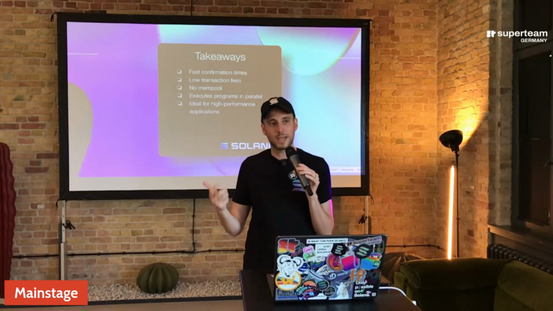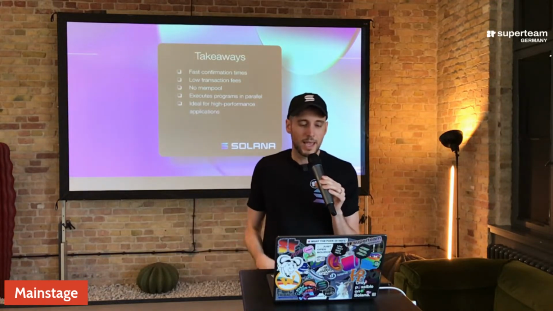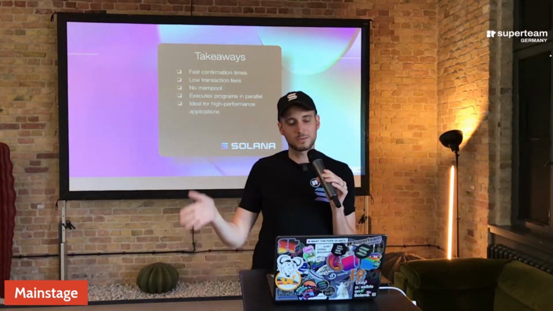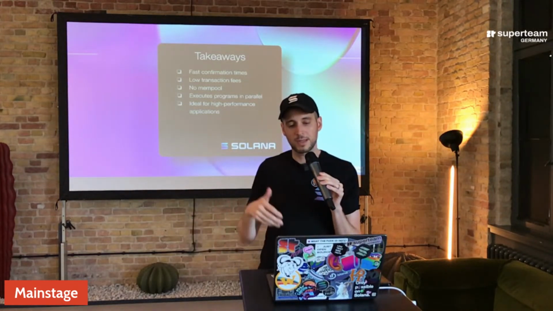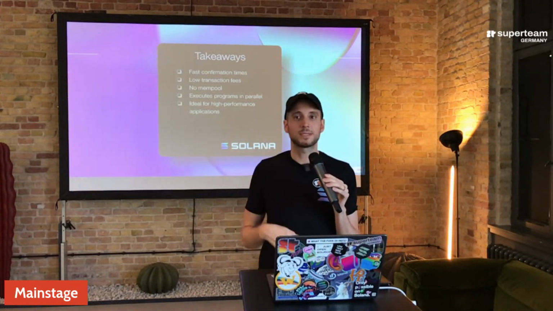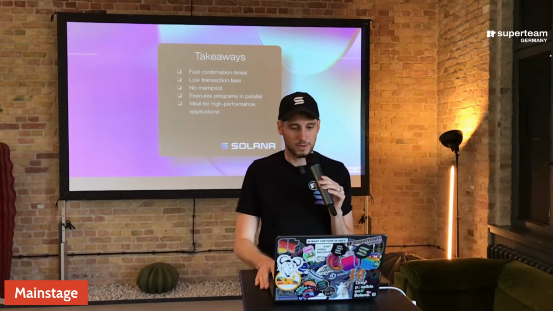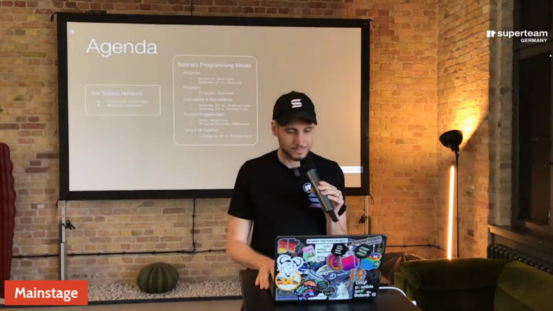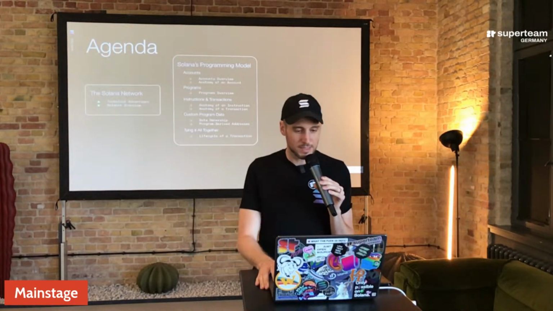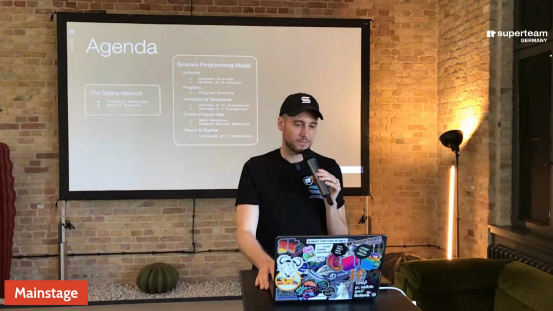But parallel program execution is something that you can already have in your mind, because later on it will make more sense. And of course, because we have those predefined slots with the leaders, we have parallel execution times. We can do many, many transactions per second, which is just good for high performance applications that need lots of compute and transactions. So this is a broad overview of the network.